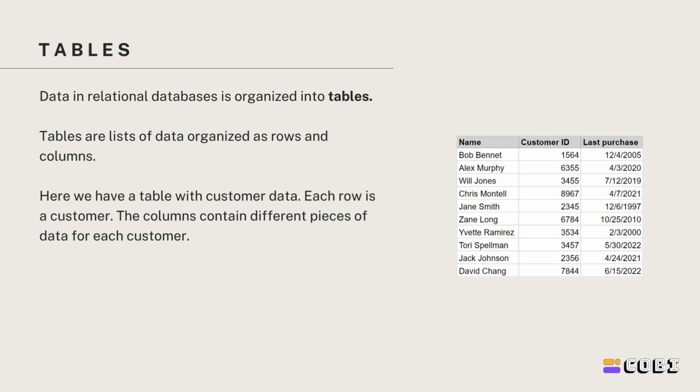Tables. Data in relational databases is organized into tables. Tables are lists of data organized as rows and columns. Here we have a table with customer data. Each row is a customer. The columns contain different pieces of data for each customer. Here we have Tori Spellman. This is the customer ID column.